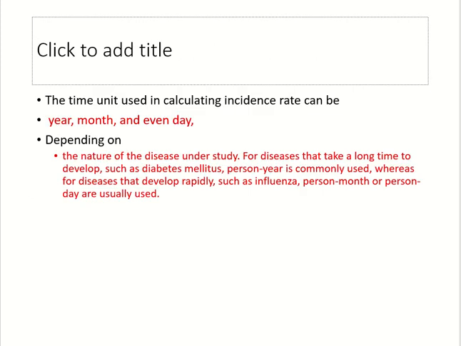The time unit that is usually used in incidence rate could be year, could be month, or even day. It depends on the nature of the disease and the study. For diseases that take a long time to develop, such as diabetes, person-year is commonly used, whereas for diseases that develop rapidly, such as influenza, person-months or person-days are used.